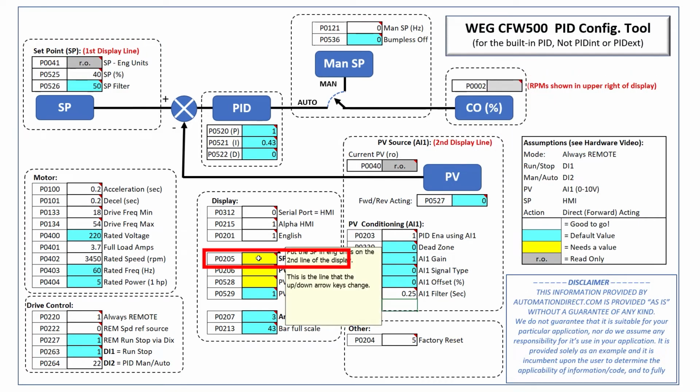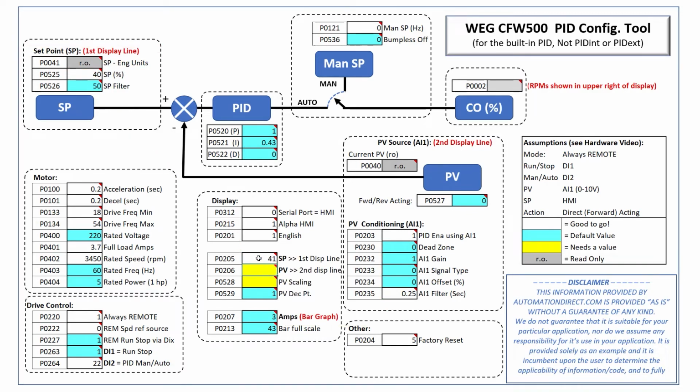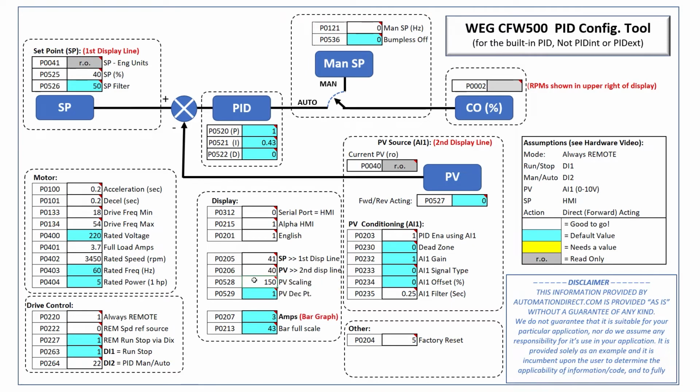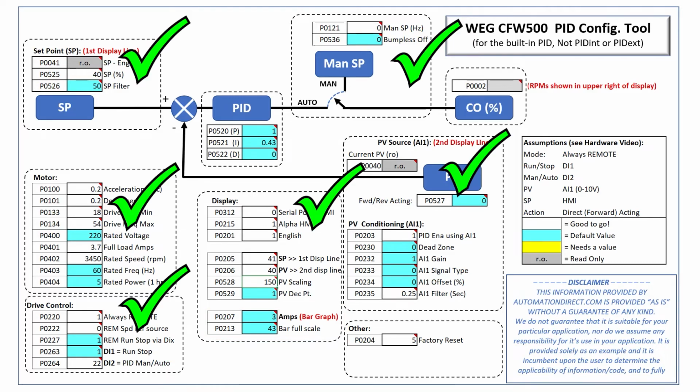Parameter 205 is what we want to show on the first line, so we put the set point in engineering units there. If we wanted to show a percent value, then we would put this guy there. We want a 15 psi scale with 1 decimal point, so that's a 150. We want the process variable in psi on the second line of display, so we put that here. And it uses the same scaling. Output current is the default for the bar graph, and this drive can output 4.3 amps, so we'll leave those at the default too. Well look, all the yellow cells are gone, which means we're done configuring parameters.